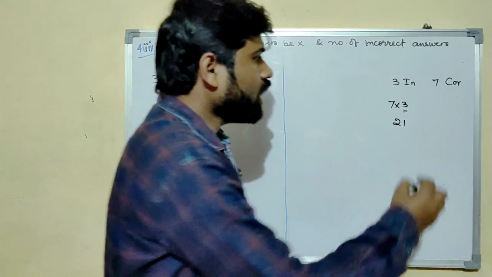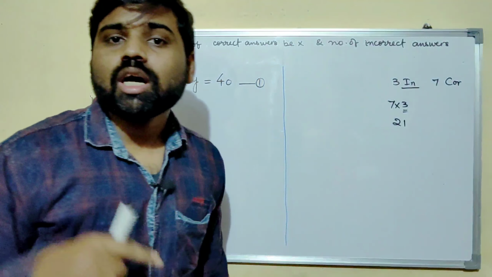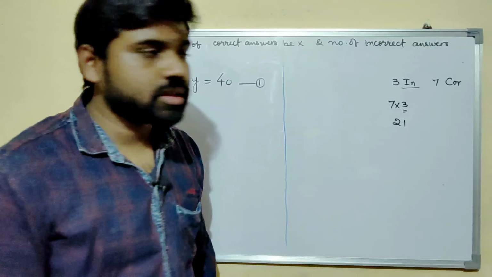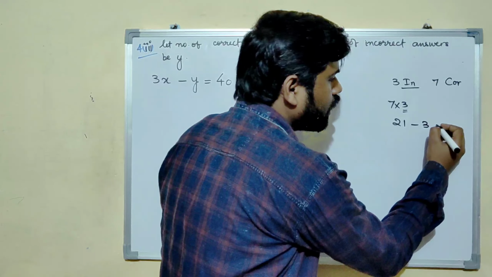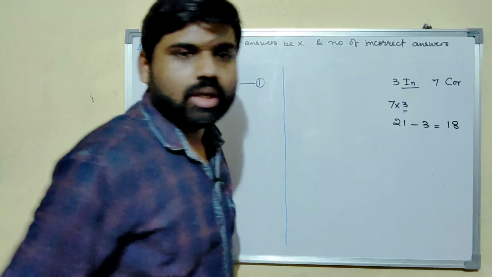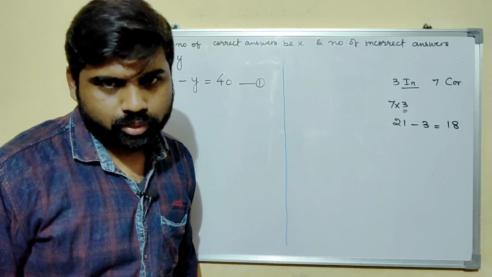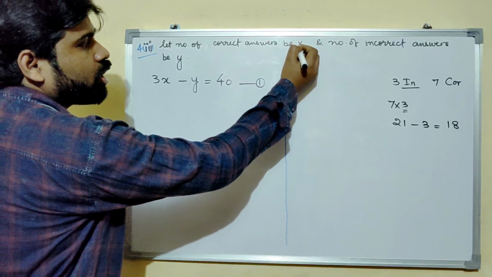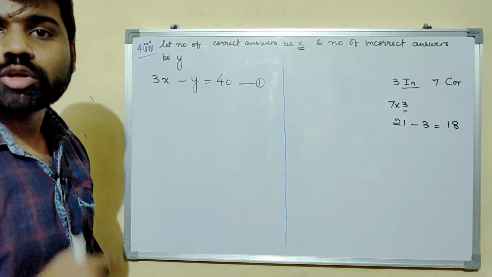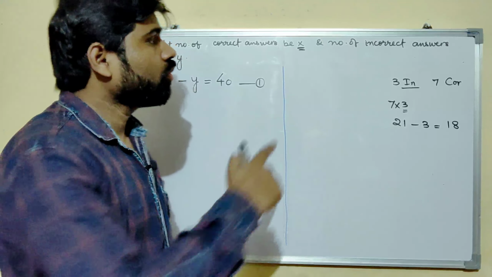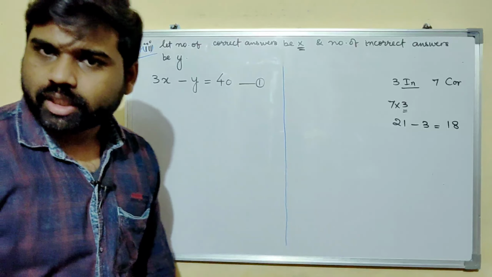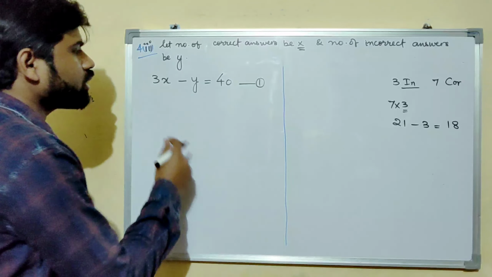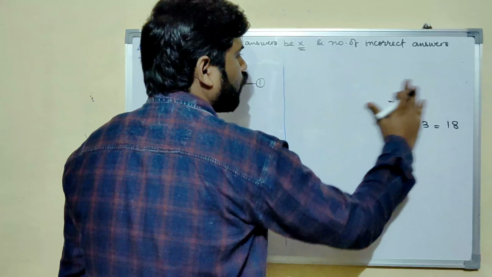Then for each incorrect answer, 1 mark is deducted. So how many incorrect answers are there? 3. That means 3 marks will be deducted. So it will be 18. I hope that is clear to you now. Similarly, x is the number of correct answers, so he will get 3x marks, and y is the number of incorrect answers, so he will lose minus y. So the equation is 3x minus y equals 40.